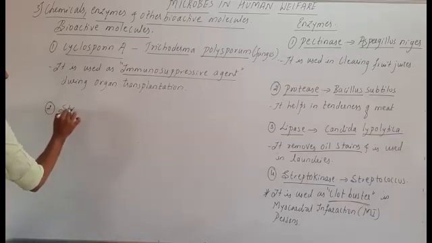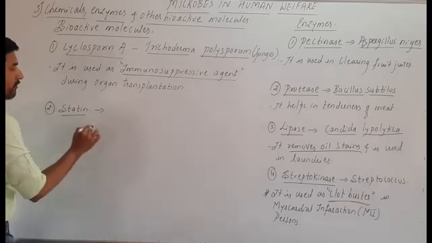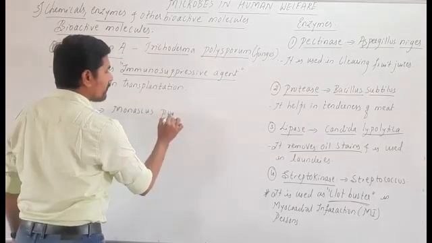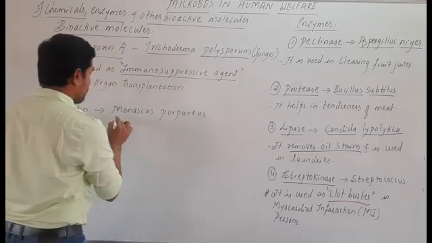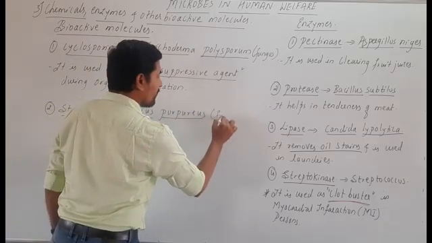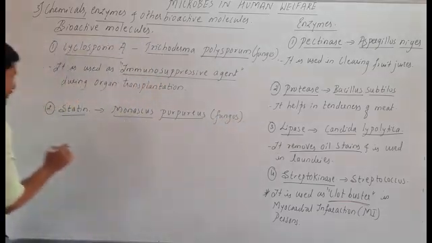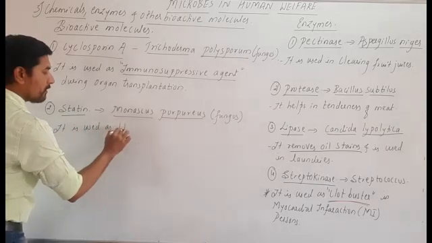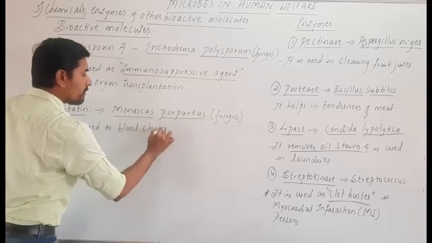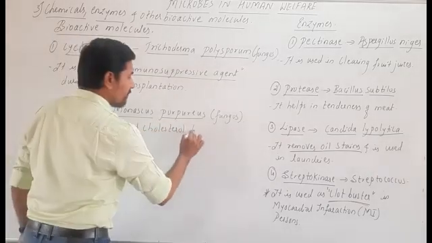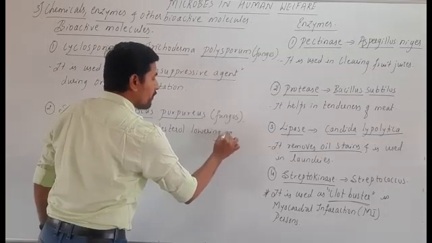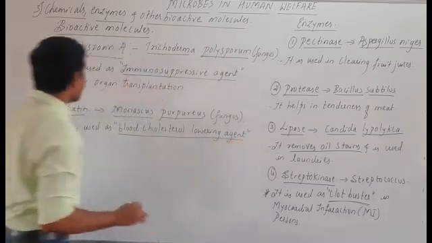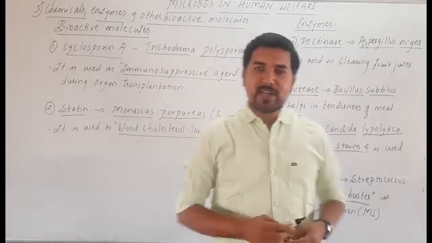Then the second one is statins. Statin is produced from Monascus purpureus. Again, it is a fungus. It is used as a blood cholesterol lowering agent. So these two bioactive molecules are most important.